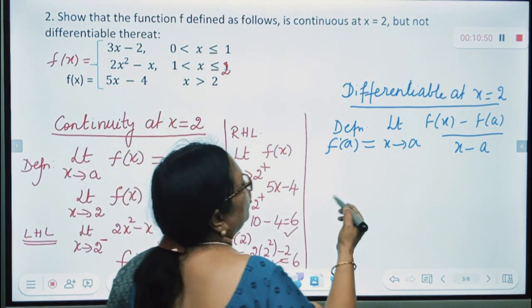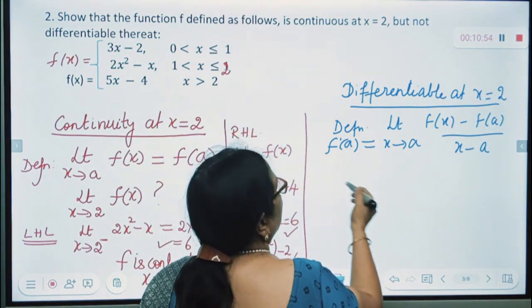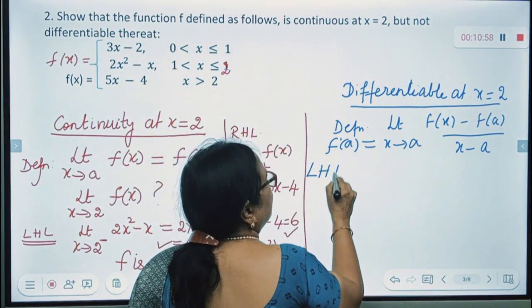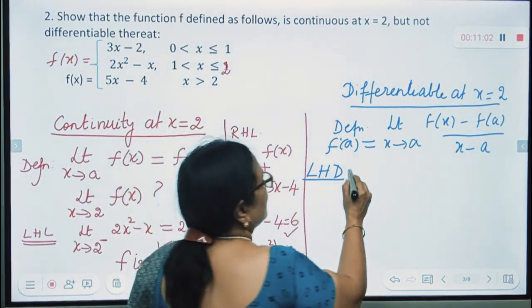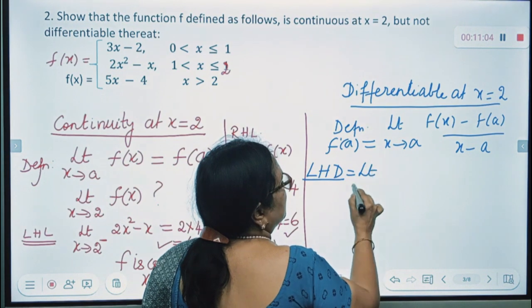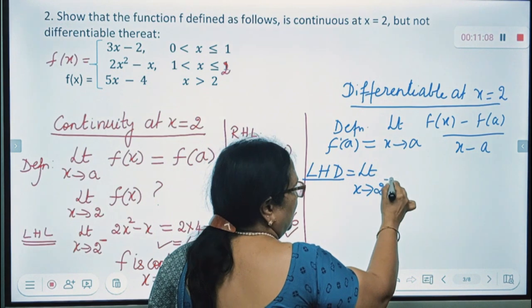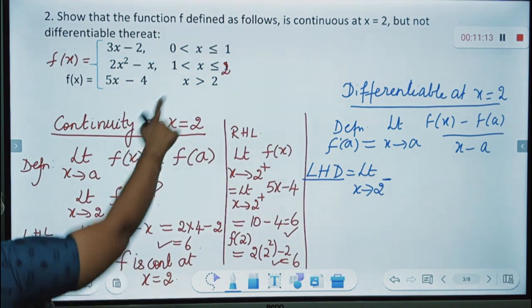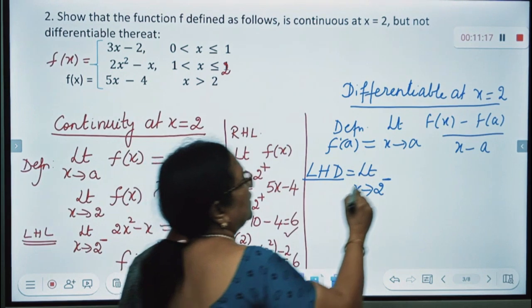So again we have 2 plus and 2 minus, right hand limit and left hand limit. Since we are finding a derivative, to distinguish, I will call it the left hand derivative. Left hand derivative will be limit x tends to 2 minus. What is f of x when x is less than 2? Very close to 2 but less than 2. 2x square minus x.